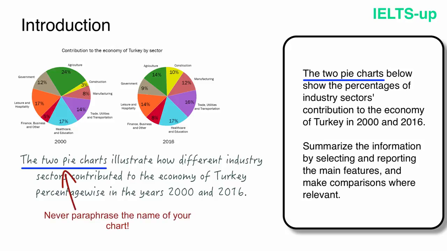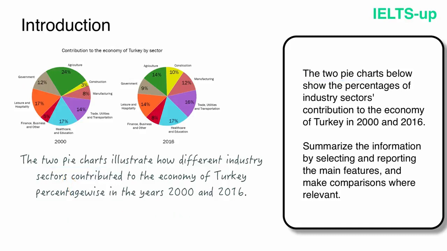You can notice that I did not change the name of the chart, and you also should never paraphrase the name of your chart. If you get a map, write map. If you get a table, write table. And if you get a graph, write graph. So I also kept the same expression, the two pie charts.